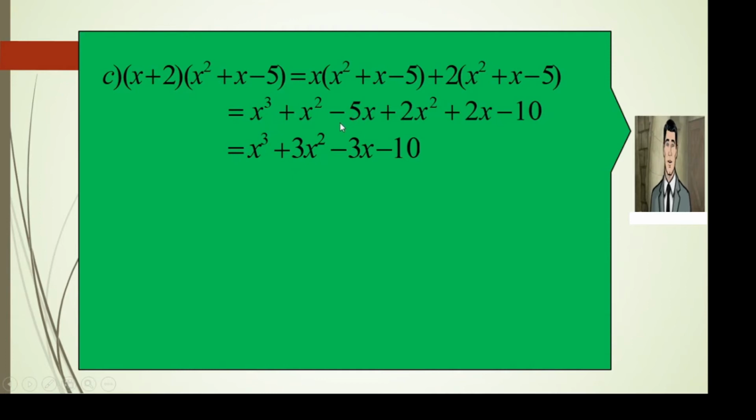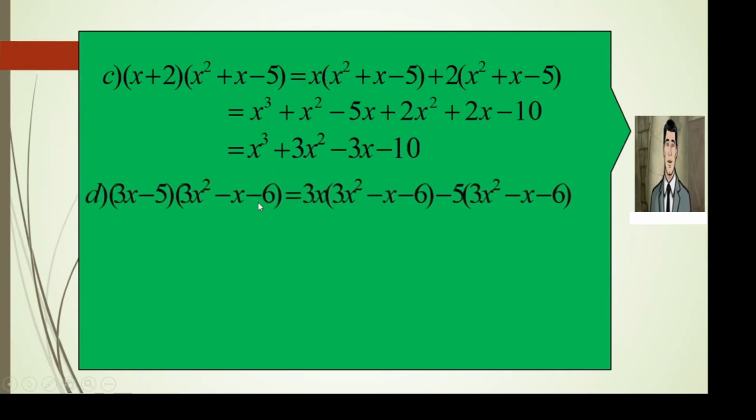Then copy, combine negative 5x and positive 2x, and that is unlike sign because the sign of 5x is negative and the sign of 2x is positive, so by the law of signs, subtract. So it becomes 3x. Then copy the sign of the bigger, so we use negative sign, negative 3x. Then copy negative 10. So this is now the answer.